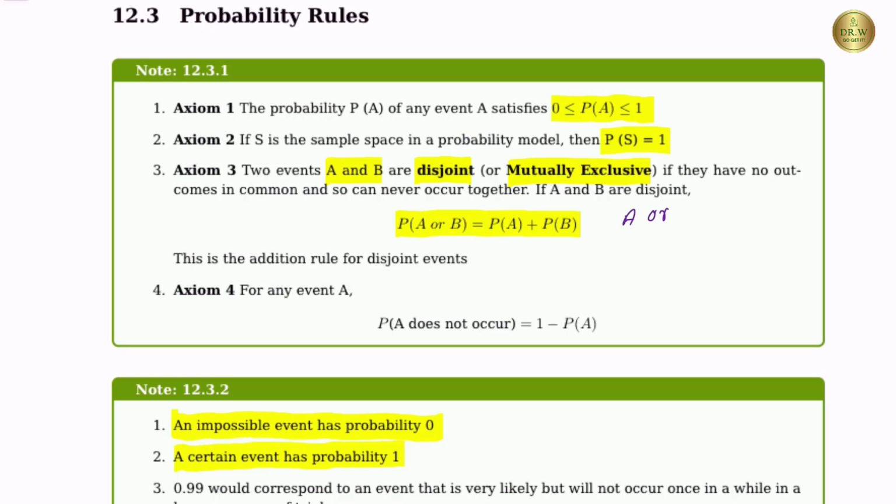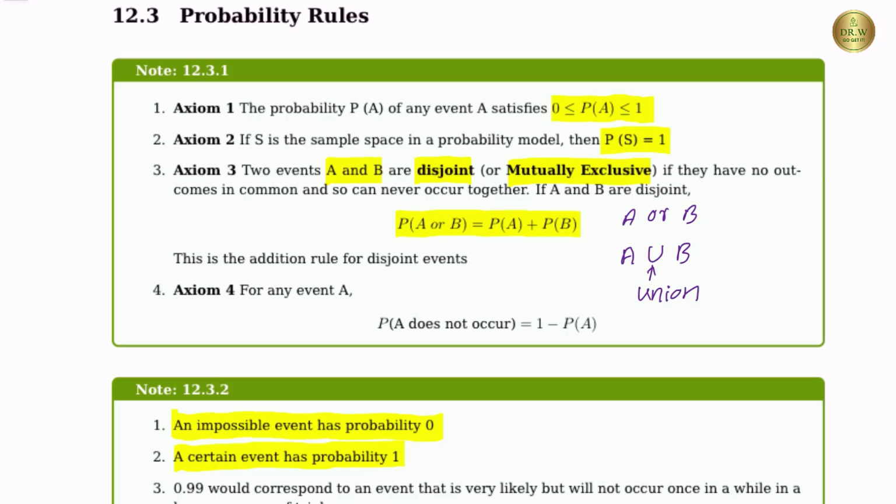A or B, or we can use this notation we call union, A union B. What is the meaning of A or B or A union B? That means all elements either in A or B. I will explain more using some examples.